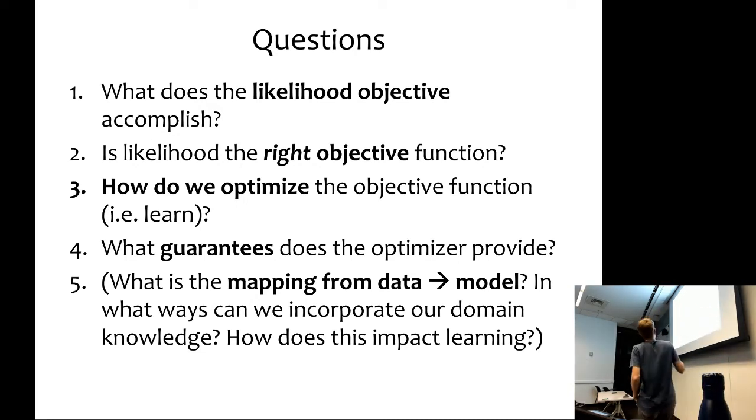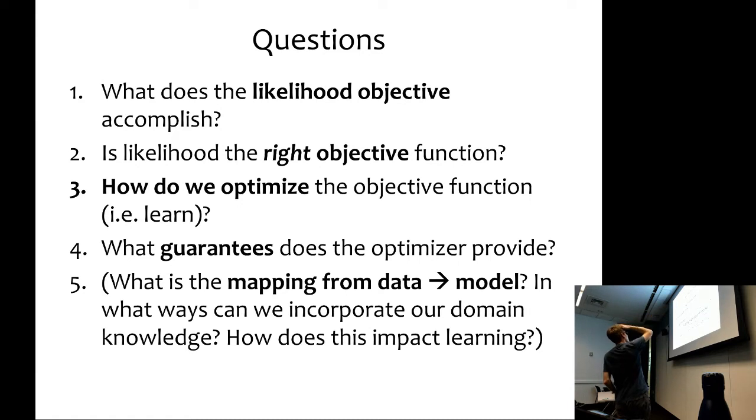And there's a couple questions that you should have in mind. So one is, what does the likelihood objective actually accomplish? Another is, is the likelihood objective actually the right one? Is it really capturing what you care about? A third one is, how do we actually optimize the objective function, even if we did agree that it was the right thing? And then another one that you should always have in mind is what are the actual guarantees provided to you by your optimization algorithm? Some give better guarantees than others. And then the last is, well, maybe this really should have been our first question, which is, what is the mapping from your actual data to some model?